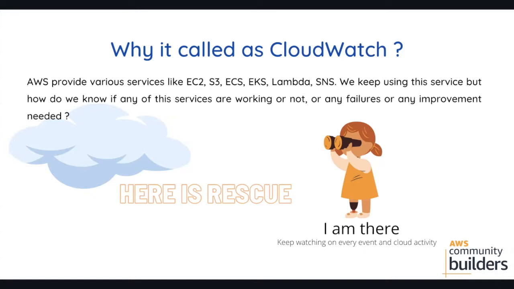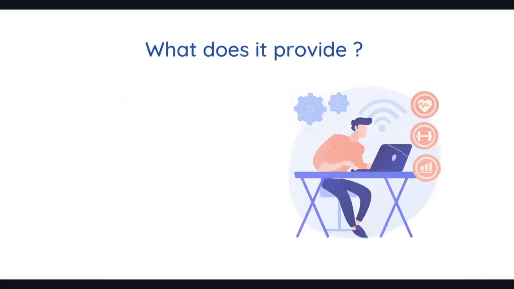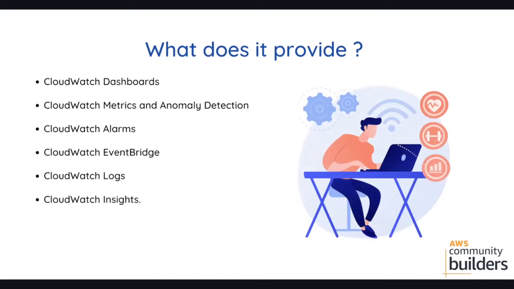The name itself says CloudWatch. The service that watches AWS cloud services is called CloudWatch. Along with watching, CloudWatch gives an event-triggering alarm service also. So that's about CloudWatch, and that is why it's called CloudWatch. You keep watching every event and every activity of services. So what does it exactly provide as features?